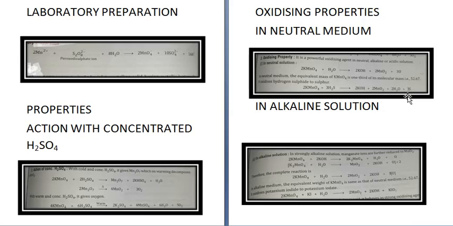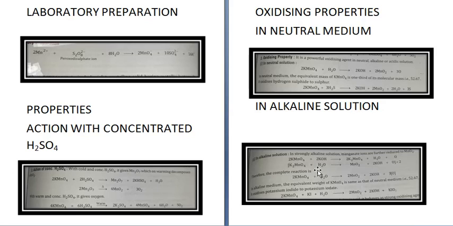So 2KMnO4 plus 3H2S gives you 2KOH plus 2MnO2 plus 2H2O plus 3S. Then next you come to the alkaline solution. In strongly alkaline solution, manganate ions are further reduced to MnO2. The reaction involved is 2KMnO4 plus 2KOH gives you 2K2MnO4 plus H2O plus O. And then this K2MnO4 further reacts with water, and it gives you MnO2 plus 2KOH plus O.